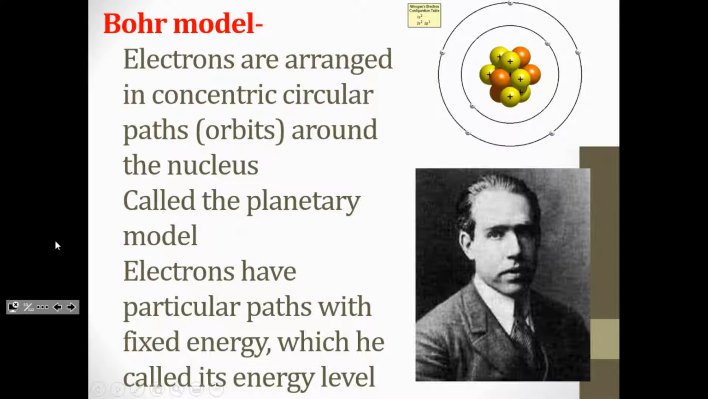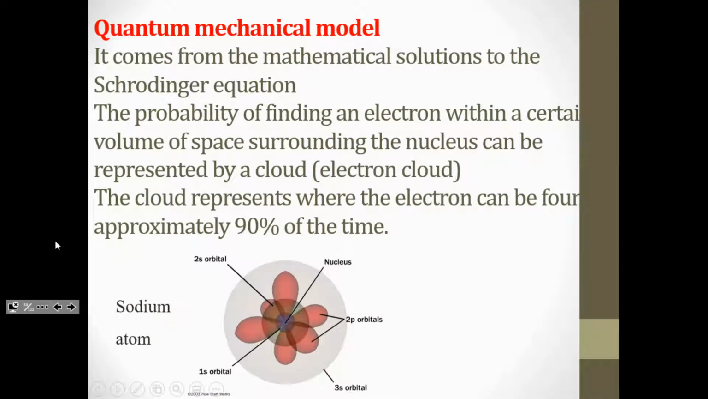Electrons have particular paths with fixed energy, which we call energy levels. So perhaps in junior high you learned that maybe this first energy level is n equals 1, and this is n equals 2, but these are energy levels. And maybe you learned that we can only have 2 electrons in the first orbit. And then perhaps you remember that we could have 8 in the second orbit. Well, this was Bohr's model, but since then we have changed, and we got to learn how it has changed.